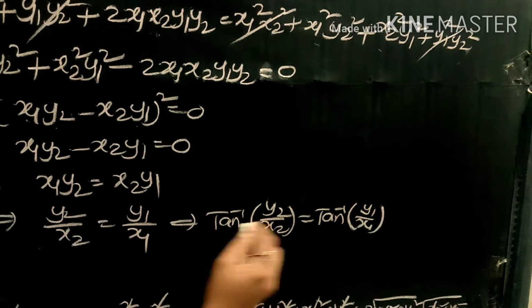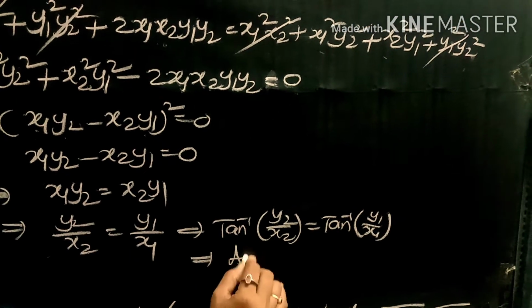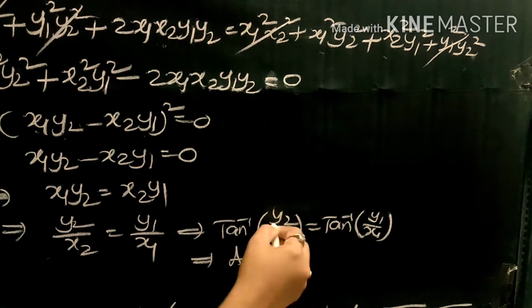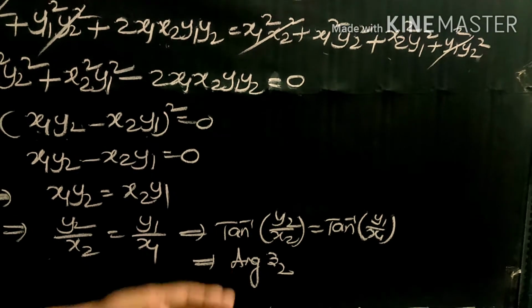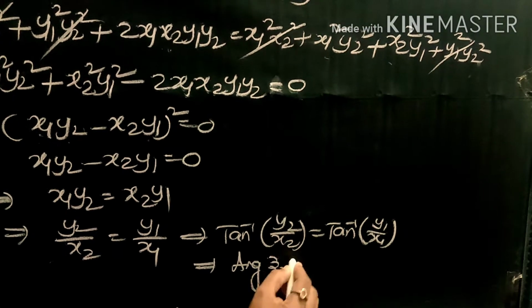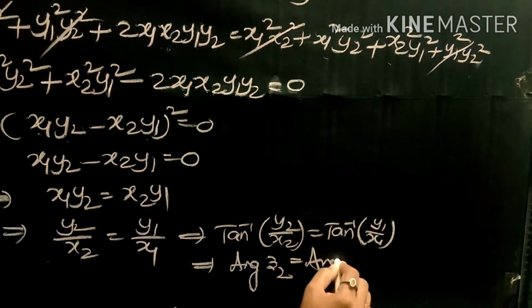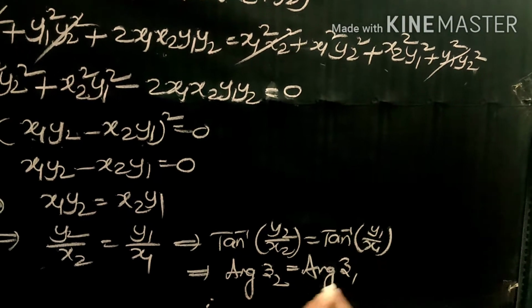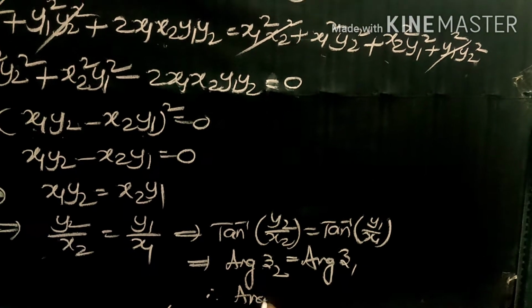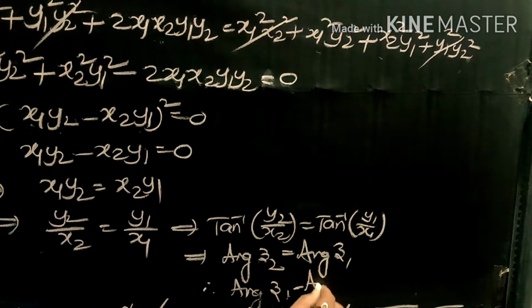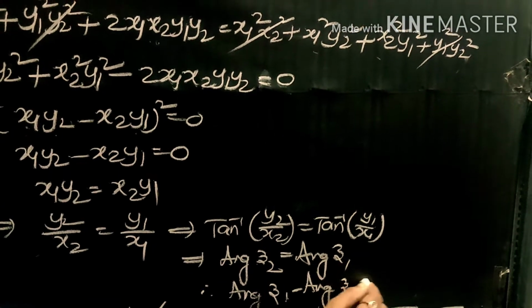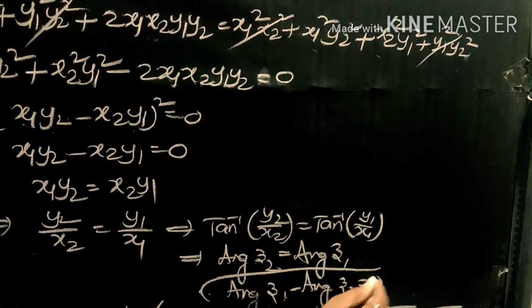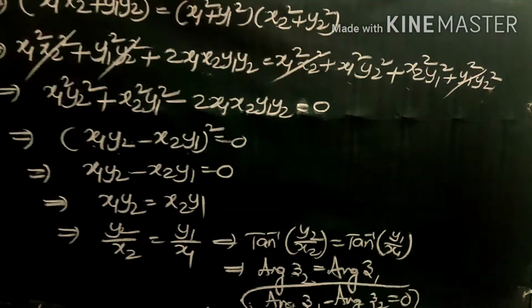So tan inverse of y2 by x2 is nothing but arg Z2, since Z2 is equal to x2 plus iy2, and this is equal to arg Z1. Therefore, arg Z1 is equal to arg Z2, which means arg Z1 minus arg Z2 is equal to 0, which is the required answer. That's all.